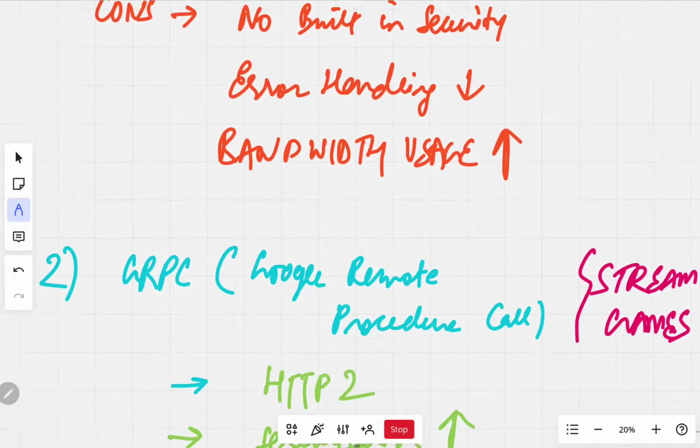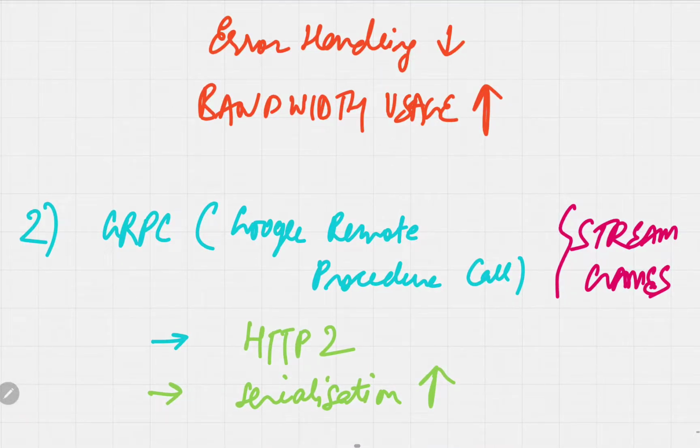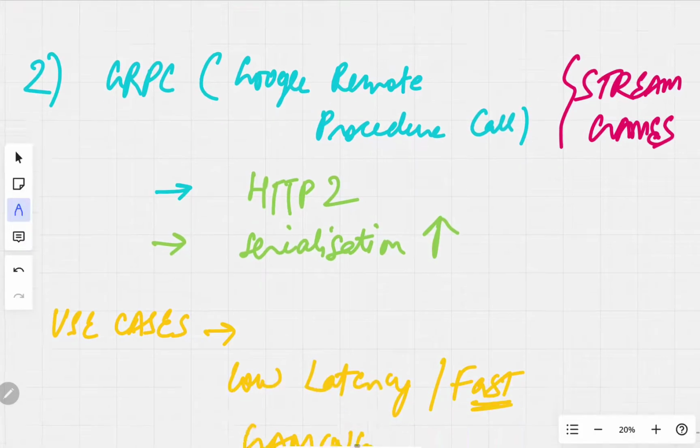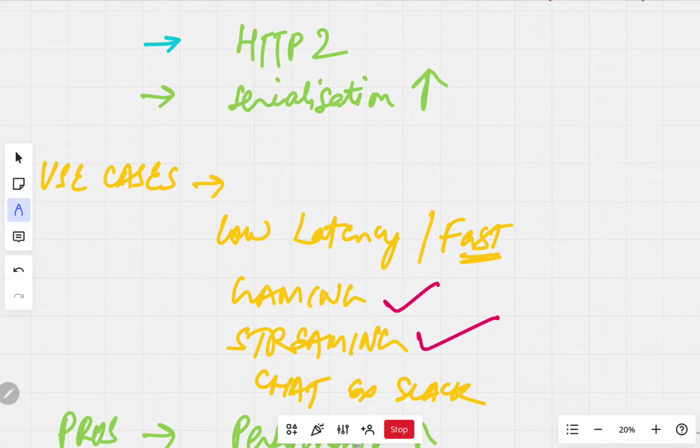Let's go to the second one. gRPC, Google Remote Procedure Calls. When you get this, think in terms of streaming and gaming. Just relate gRPC remote procedure calls to any streaming or gaming application. Then you can devise your answer. It is based on HTTP2 and it has good serialization concepts. As I said, use cases: gaming, streaming, even chatting systems such as Slack.